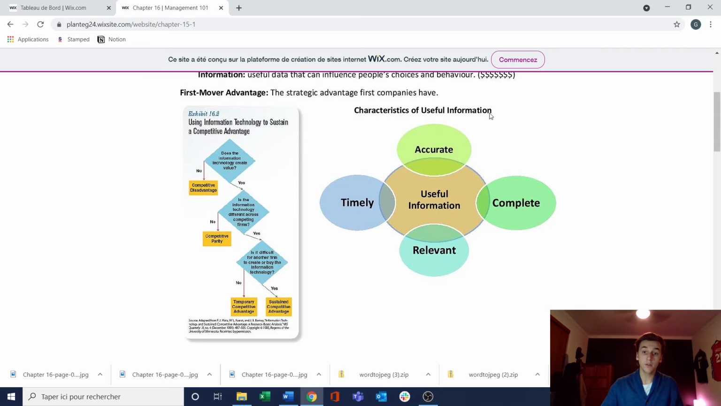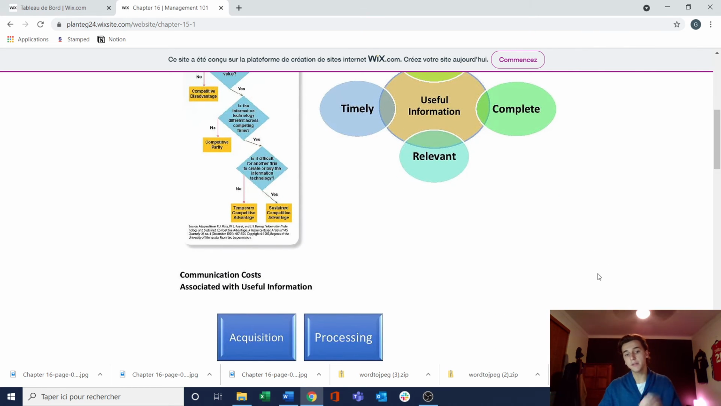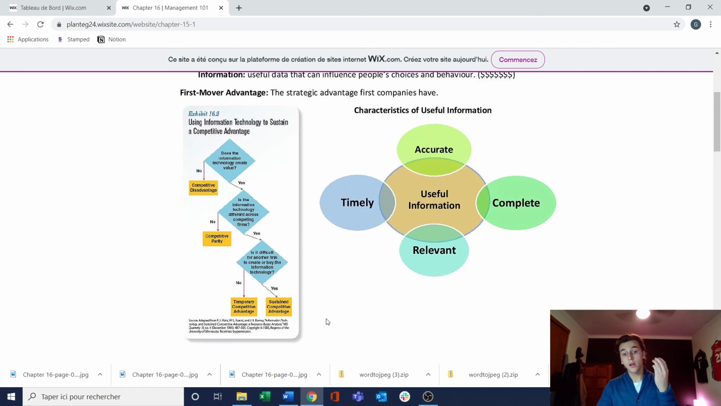So here are the characteristics of useful information. Information is useful when it is accurate, complete, relevant, and timely. Does your information have great value? If it does, is your information different from what your competing firms have? If yes, is it difficult for another business to gain your information? If yes, you have a sustained competitive advantage over all of the other competitors. If no, you have a temporary competitive advantage, and what you want to have in business is a sustained competitive advantage. You have a lot more information than all of the others.